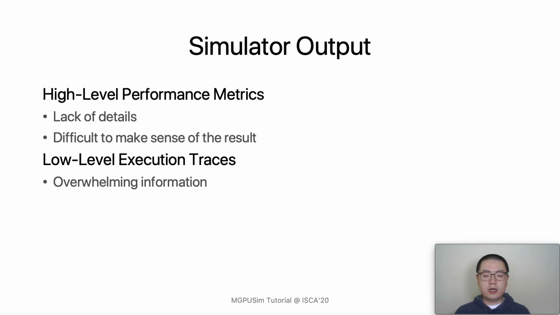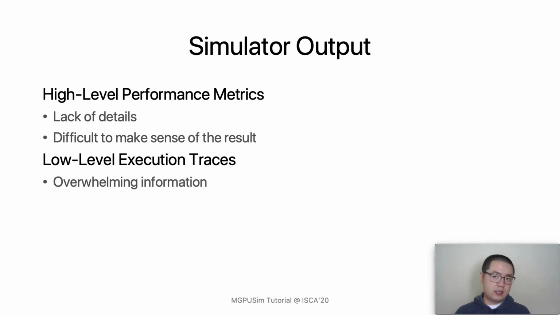So let's first look at the typical simulator output we can see nowadays. When we run one simulation, the simulator generally by default outputs some high-level performance metrics. For example, you will be able to see the total execution time, GPU kernel execution time, instruction per cycle, cache hit rate, this type of high-level performance metrics. But you typically cannot see how these metrics change over time, and it lacks low-level details.